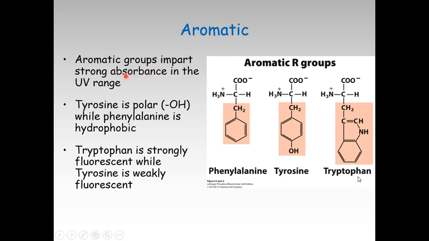Aromatic groups impart strong absorbance in the UV range. And there are 3 aromatic amino acids. The first one is called phenylalanine. Now, you know what alanine is. Alanine is with a methyl group. If you replace one of the hydrogens with a phenyl group, it is phenylalanine. It's easy to remember, right?